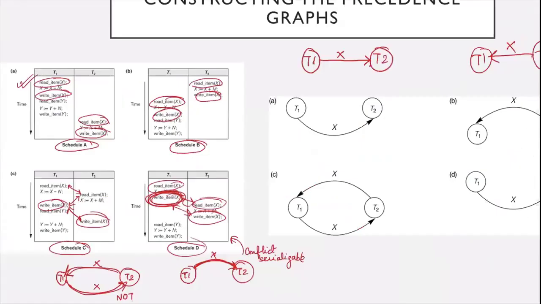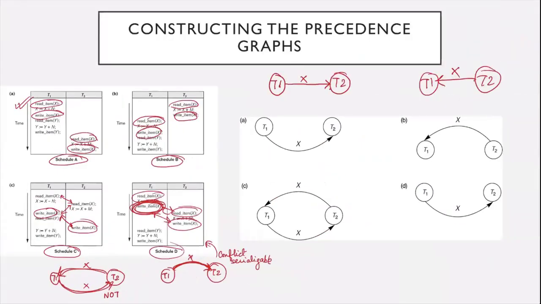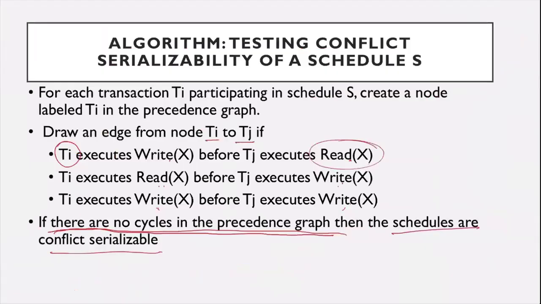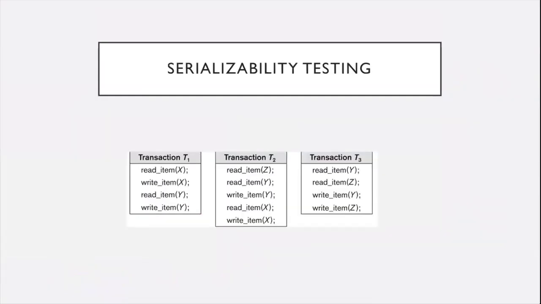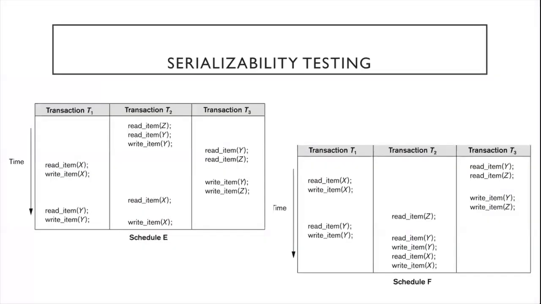So this is the concept of conflict serializability. This is the algorithm. You have to draw the precedence graph. If there are any cycles, then it is not serializable. Otherwise, it is serializable. You can look at one more example here, with T1, T2, T3. Now, three transactions are there. These are two schedules, E and F, and we can try drawing the graph for each of these.